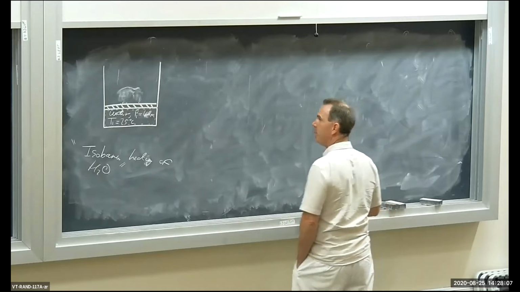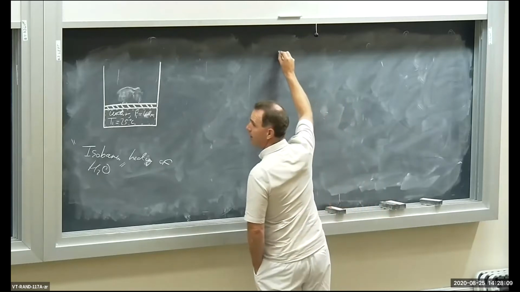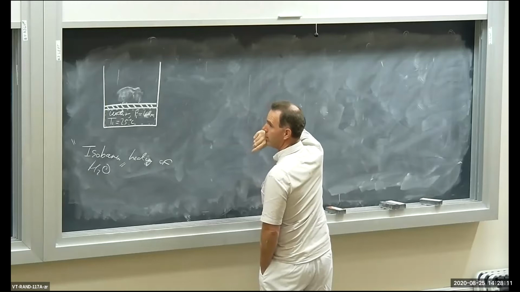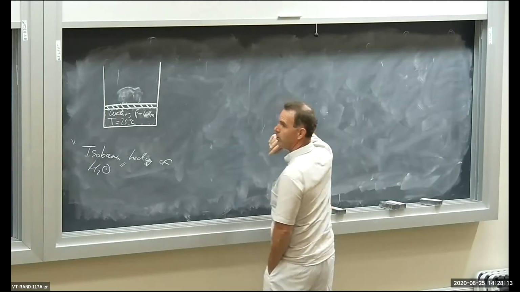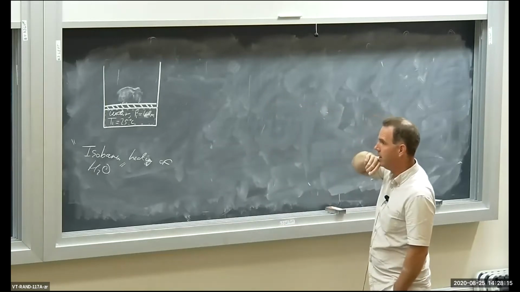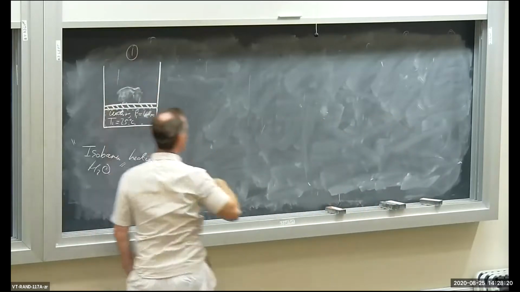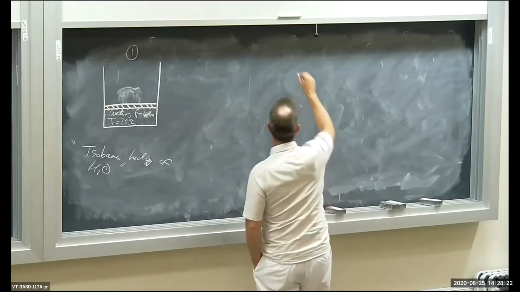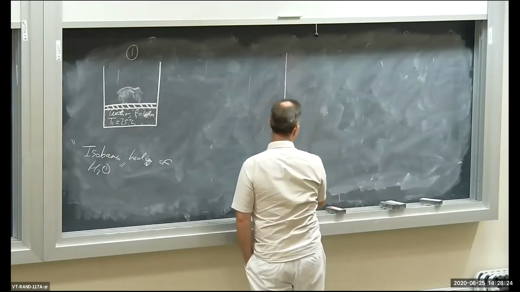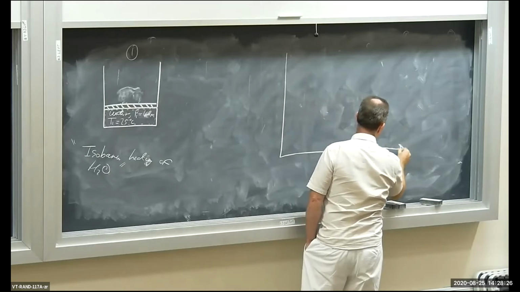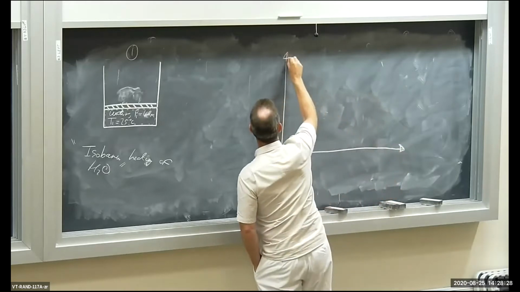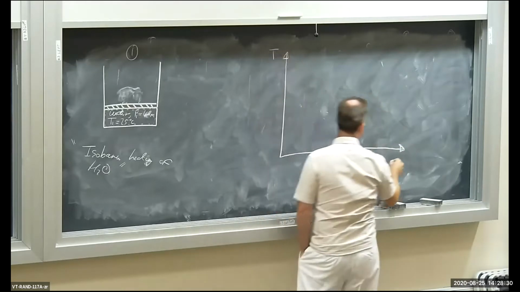Now over here, how do I want to do this? Two boards, hard to do, looking one board at a time. So this is state 1. I'm going to put up a temperature specific volume plot.